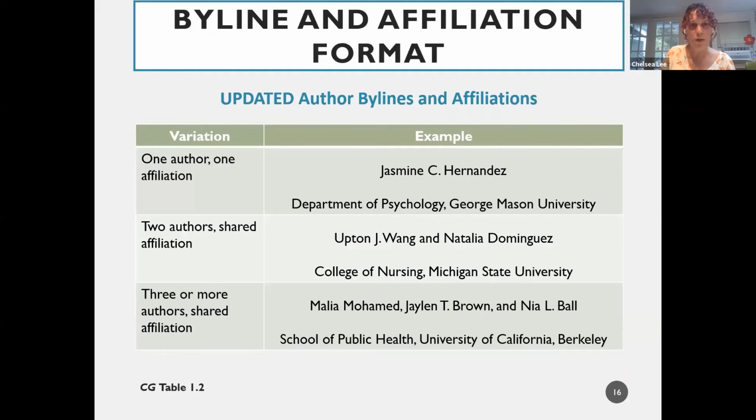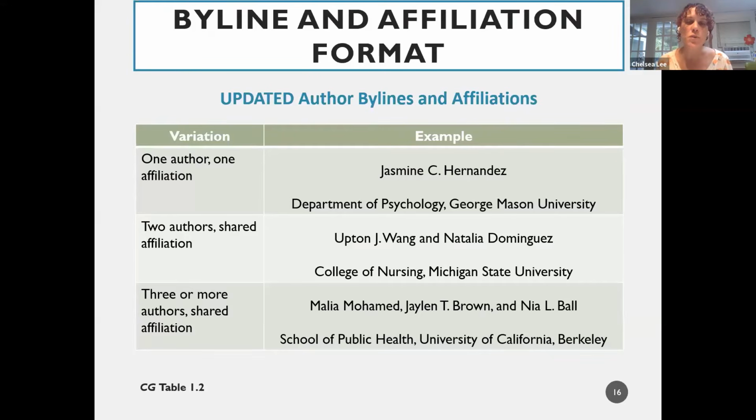Next, we're going to go into more detail about the byline and affiliation format. So what that means is your name of who's writing the paper and where you go to school. So the three variations that might apply to you are when you have one author who is from one school, two authors who are from the same school, probably the same class, or three authors, maybe if you're doing a group project, probably all at the same school.